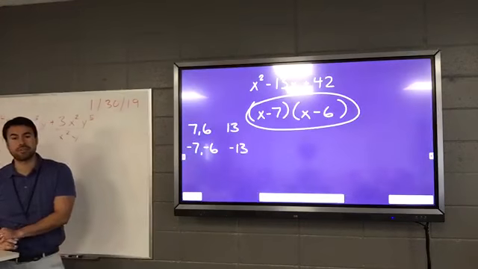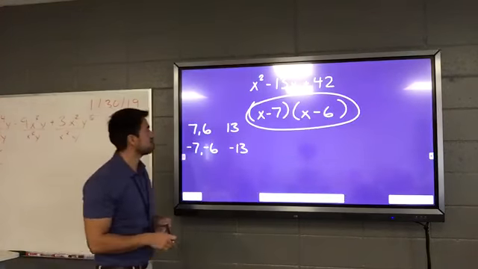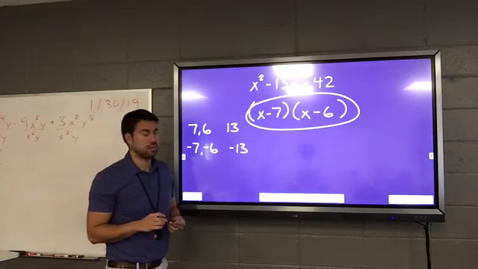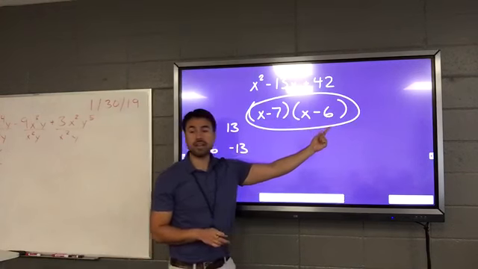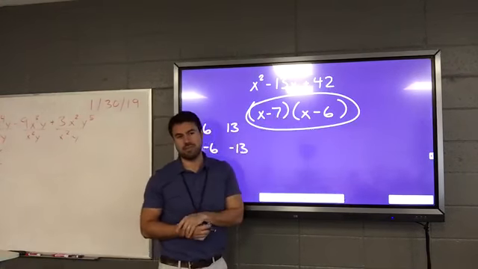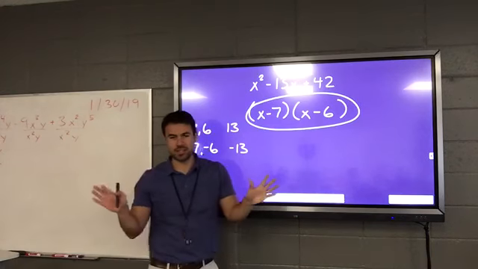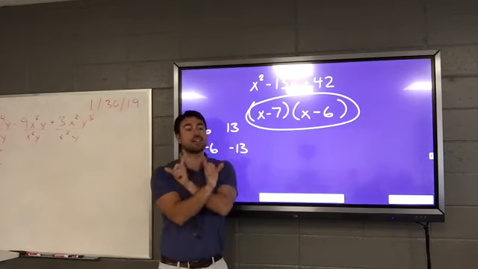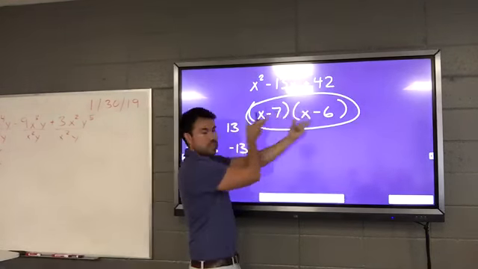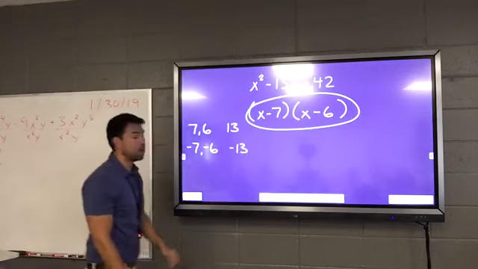Yes, ma'am? In our answer, does it matter? Because for the answer, I put negative 6 in the first. So you put negative 6, negative 7 there? Yeah. Okay. Does that matter? Why not, Natalie? Your classmate said no. Because of the commutative property. You just switch these up, and that's allowed. Good.